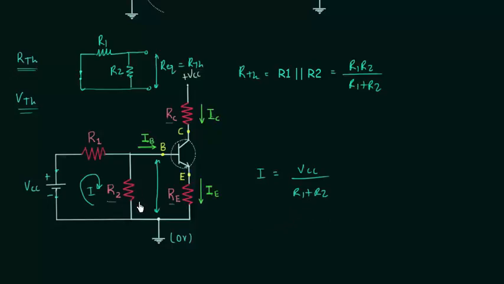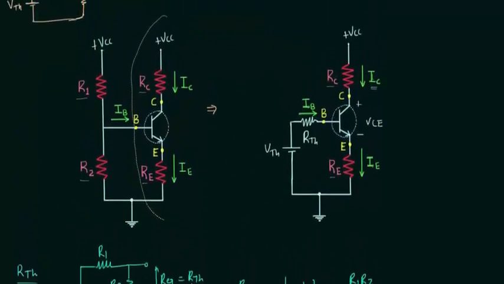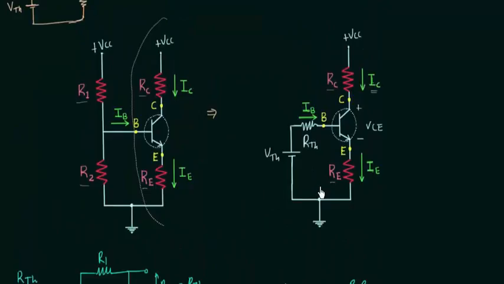And to find out drop across resistance R2, or simply Vth, we need to multiply current with resistance R2. This is the drop across the resistance R2. So Vth is equal to I R2, or simply R2 VCC divided by R1 plus R2. So this is the value of Vth, and we have already calculated Rth. Now we can find out current IC and voltage VCE. When you see this circuit closely, you will find this is nothing special but emitter bias configuration.